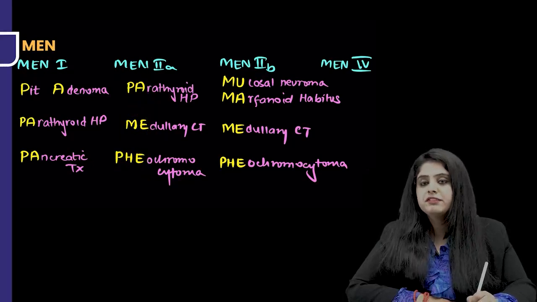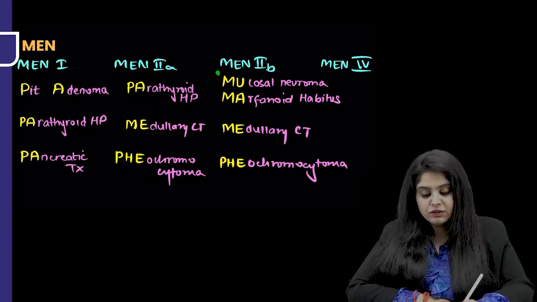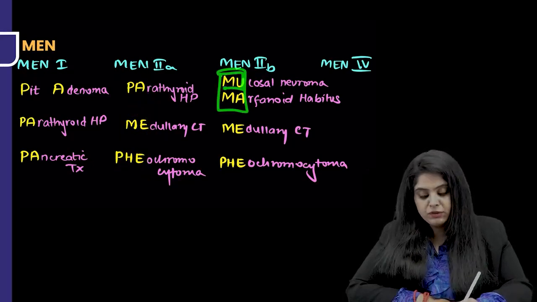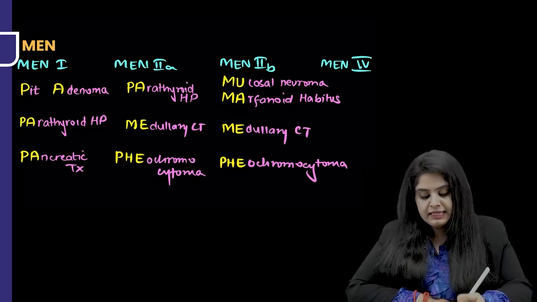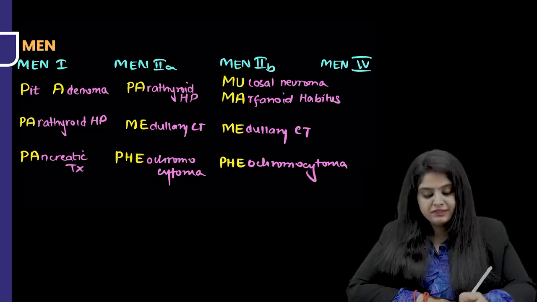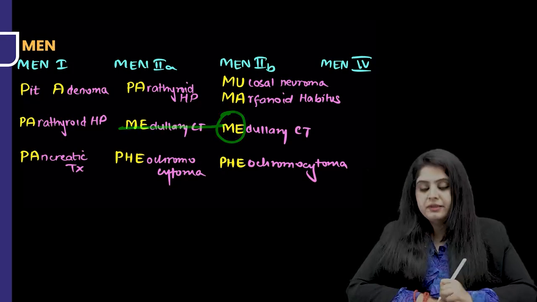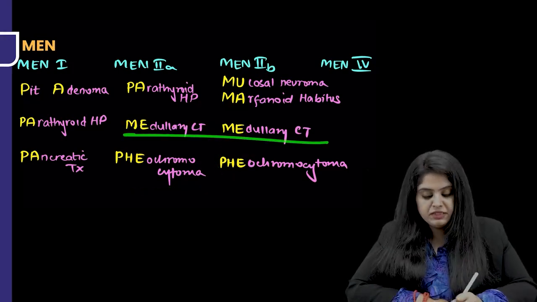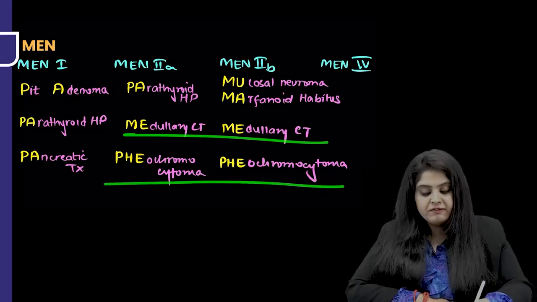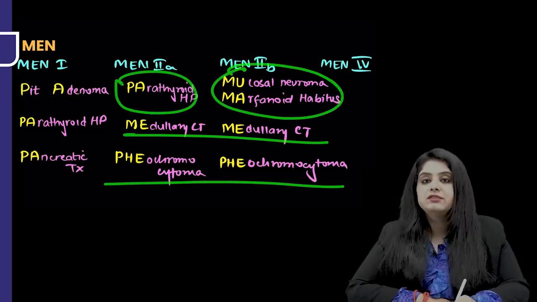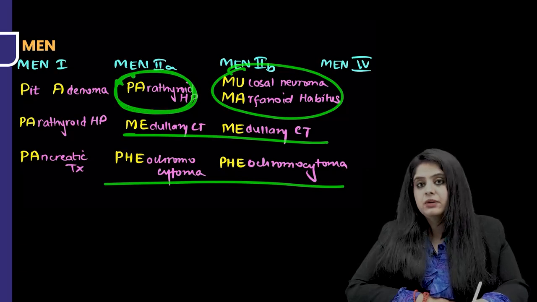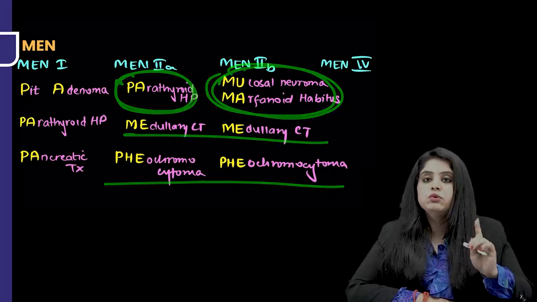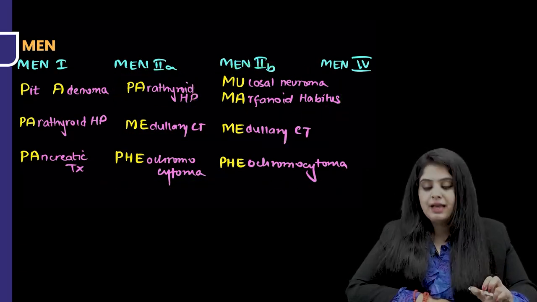If Papa doesn't give you fees, then you ask Mummy for the fees. So what is Mama, give me fees? MU is going to be mucosal neuromas. Then you have marfanoid habitus. Again, medullary carcinoma same as before, pheochromocytoma same as before. So basically, give me the fees remains the same. Whether you're asking from papa or mama, that is what changes. So papa is parathyroid hyperplasia, and mama is going to be mucosal neuromas and marfanoid habitus.